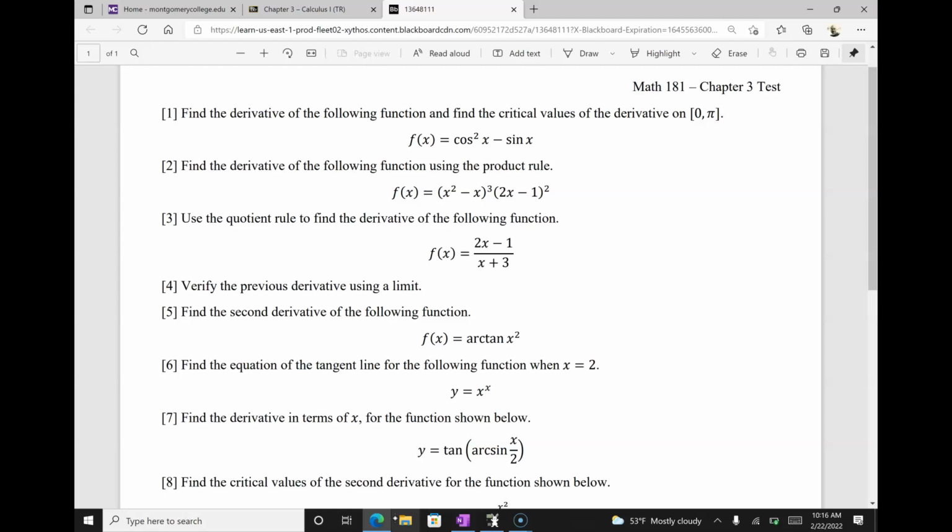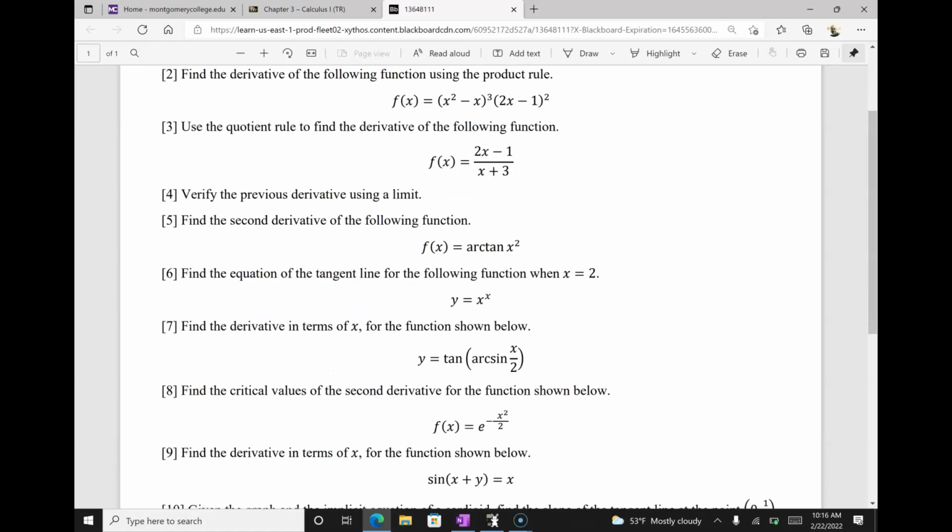This one is an inverse trig, but it's a chain rule. What's the inside function? X squared, right? The next function is an exponential function. We didn't do that yet. That's 3.7. Number 7 is an inverse trig. That's 3.6, but that's also a chain rule, right? Inside function is arcsine of x over 2.